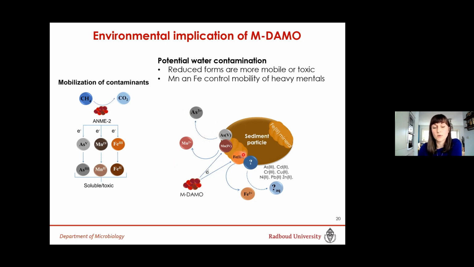And iron oxides, of course, we know that they have a very strong affinity to absorb different heavy metals, such as arsenic, cadmium, chromium, copper, and so on. Once these iron oxides, oxyhydroxides, are mobilized and reduced, these heavy metals would also be released to the water. And that could also be a potential threat for the quality of water.